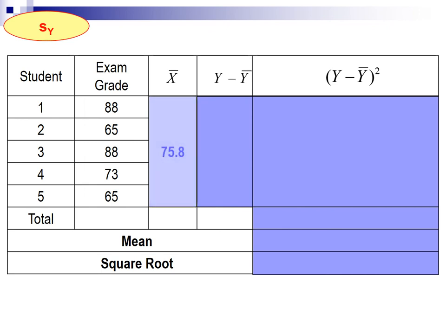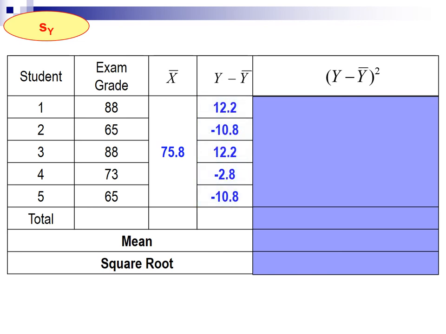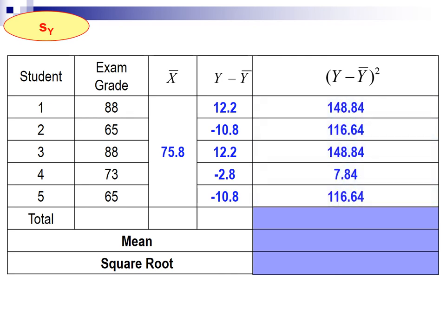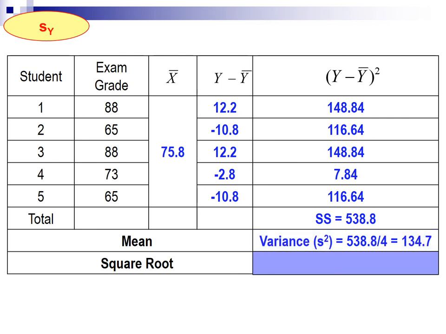We compute the standard deviation of y. Y bar is 75.8. We find the deviation scores. Then we square each deviation score. We add them up to get the sum of squares for y. We divide the sum of squares of y by 4. We will have 134.7 as the variance of y. We take the square root of 134.7 and we will have 11.61. That is the standard deviation of y.